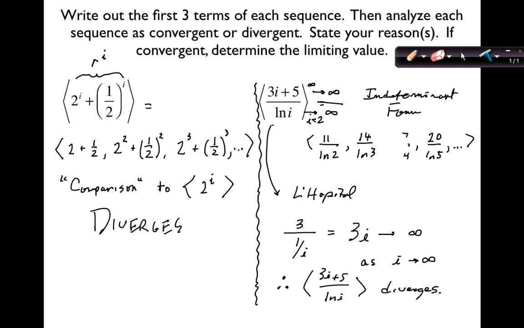Yeah? WebWork is asking for us to state if it diverges to infinity or negative infinity. For the ones that alternate between negative infinity and positive infinity, would it just be divergent? Yeah, neither. You can't say, because it's alternating between negative and positive, so neither. You can't pick one of them. Okay, other questions about these?